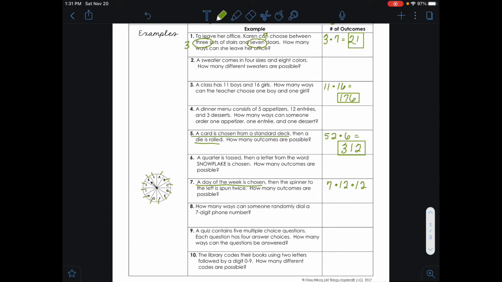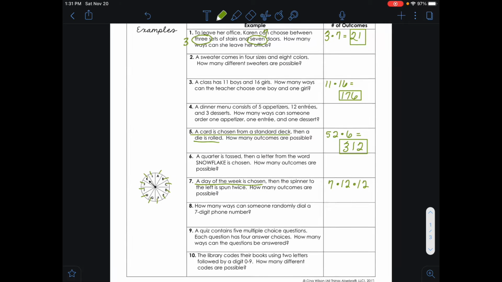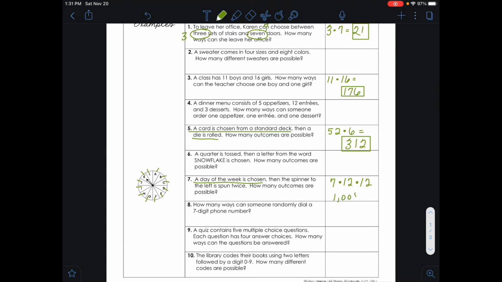And pull up my calculator real quick. All right, so we got 84 times 12, and that's 1,008. So that many outcomes, 1,008 different outcomes.